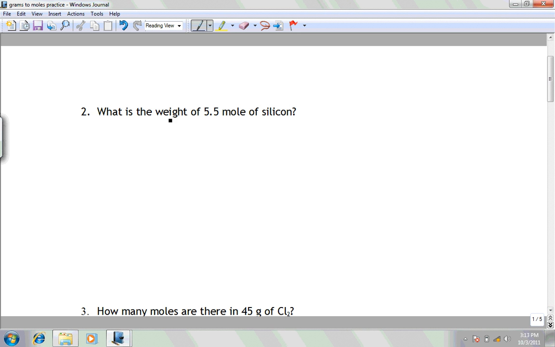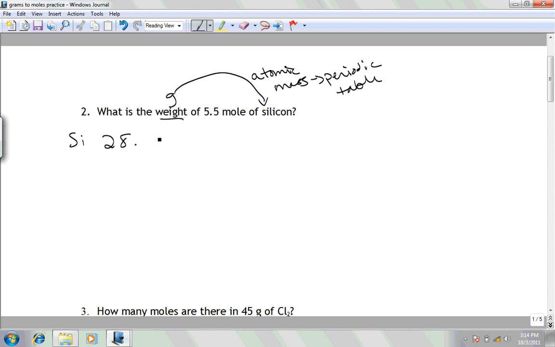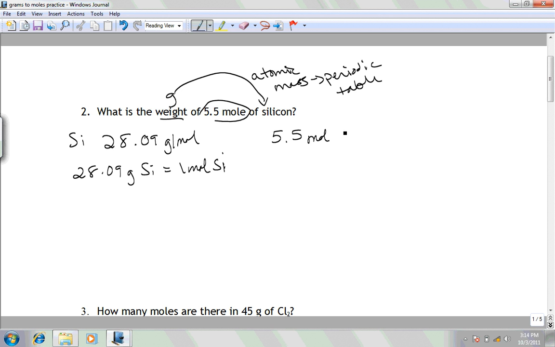Number 2, asking for the weight again, so that means we're looking for grams, which means we need to figure out the atomic mass of silicon by looking on the periodic table. Alright, so silicon is equal to 28.09 grams per mole, which means 28.09 grams of silicon is equal to 1 mole of silicon. Alright, now that we have our conversion factor, we can take the number that we're given in the problem and put it over 1 to turn it into a fraction so we can do the dimensional analysis.